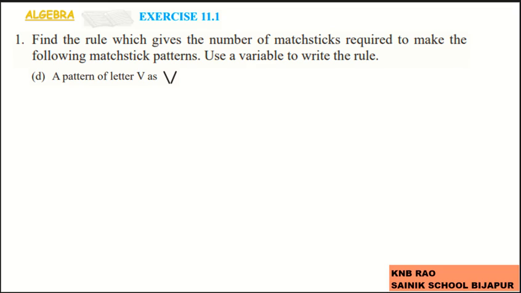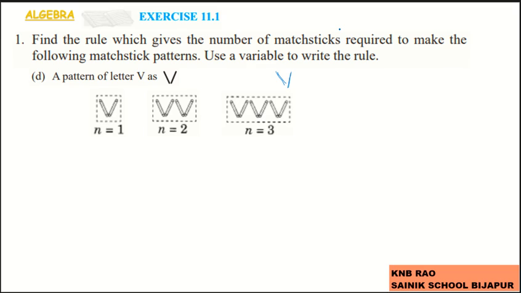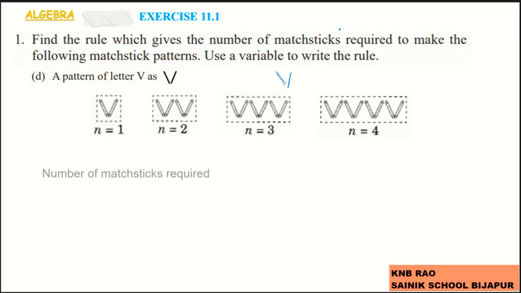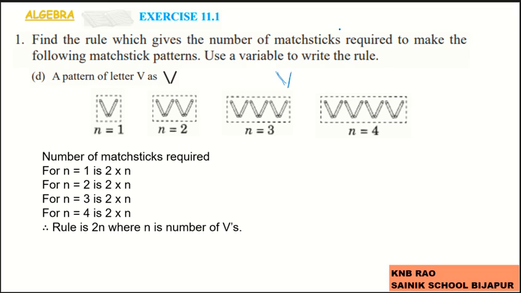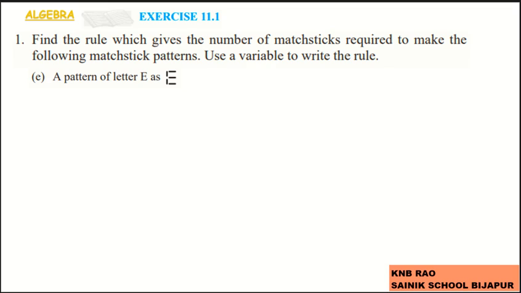Now coming to the sub question D, a pattern of letter V as shown, slantingly 2 matchsticks are placed to form a letter V, and we need for one letter V 2 matchsticks, for 2 letter V's 4 matchsticks, and similarly for 3 letter V's we need 6 matchsticks, for 4 letter V's we need 8 matchsticks, and number of matchsticks required will be 2 times n, where n says number of V's. So rule is 2n.